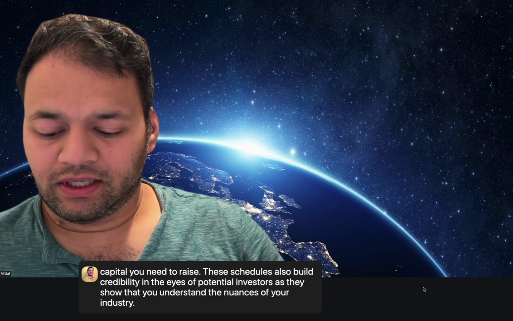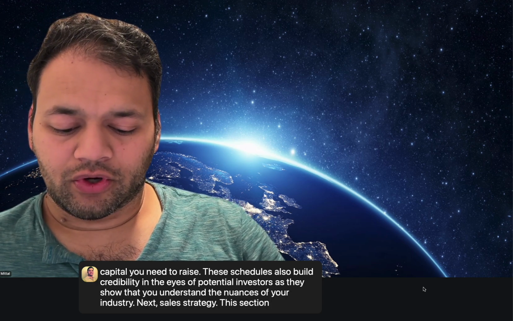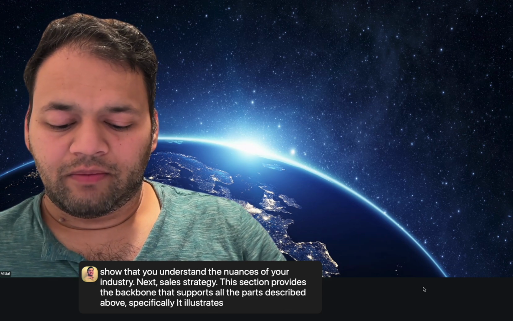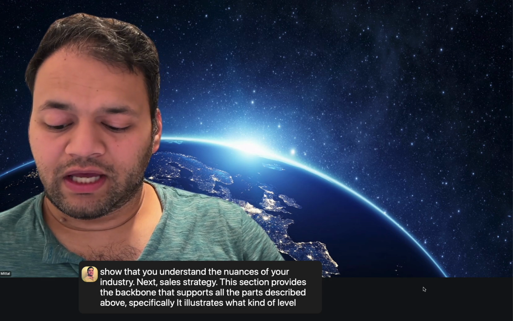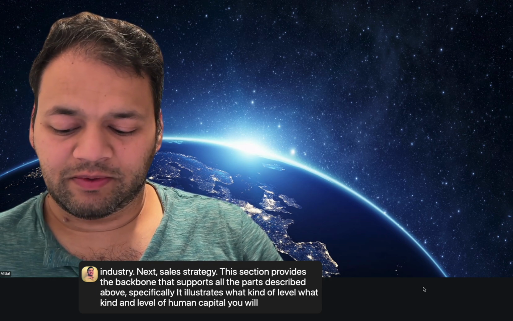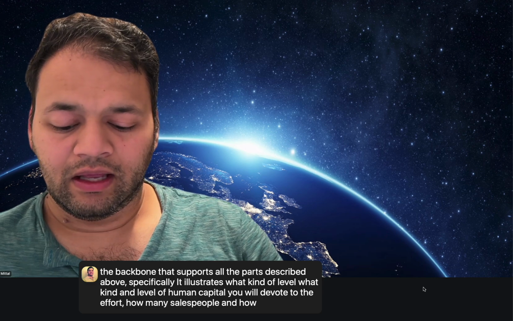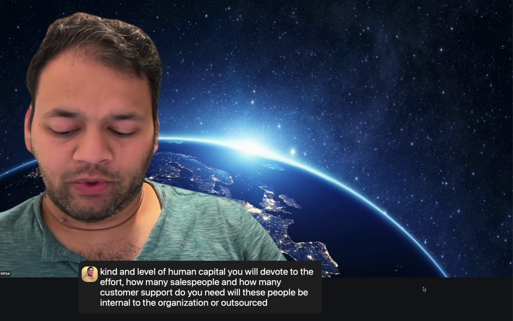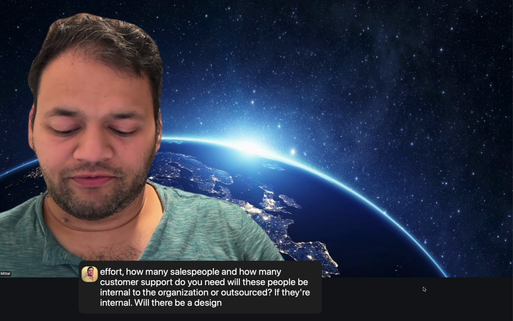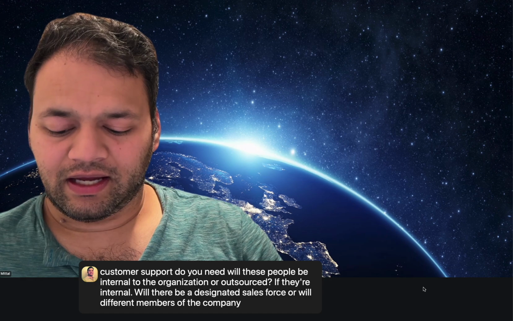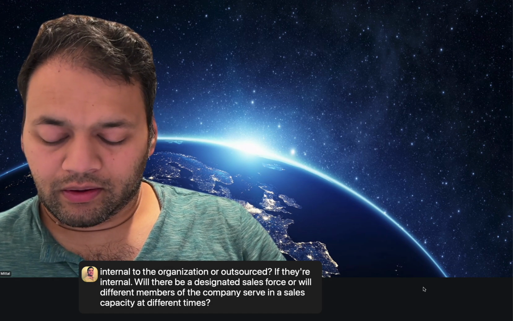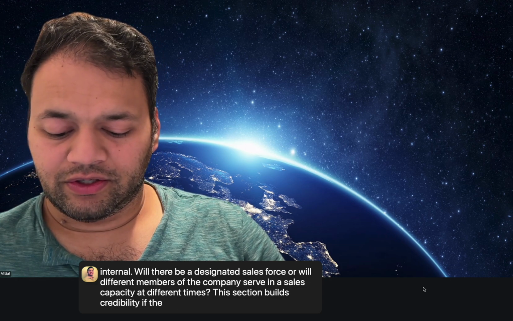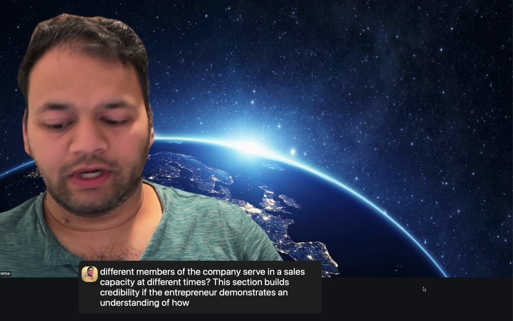Next, sales strategy. This section provides the backbone that supports all the parts described above. Specifically, it illustrates what kind and level of human capital you will devote to the effort. How many salespeople and how many customer support do you need? Will these people be internal to the organization or outsourced? If they're internal, will there be a designated sales force or will different members of the company serve in a sales capacity at different times? This section builds credibility if the entrepreneur demonstrates an understanding of how the business should operate.